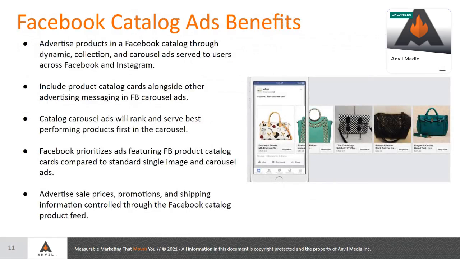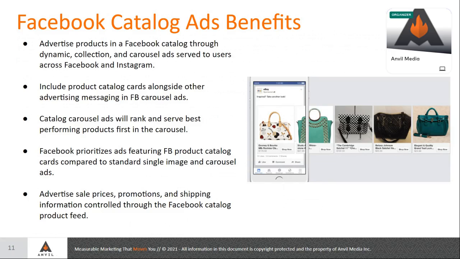Some big benefits of running Facebook catalog ads. Really, it is a great way of utilizing multiple ad formats to serve the users and display that product information. And because it's pulling from that product feed, or the catalog feed, I should say, it should always be updated with real-time information. So if pricing changes on your website or through your Shopify, that is automatically ingested into Facebook, so you don't really have to manage two different feeds. Things like sale prices, pricing, even shipping information is automatically pulled in there.